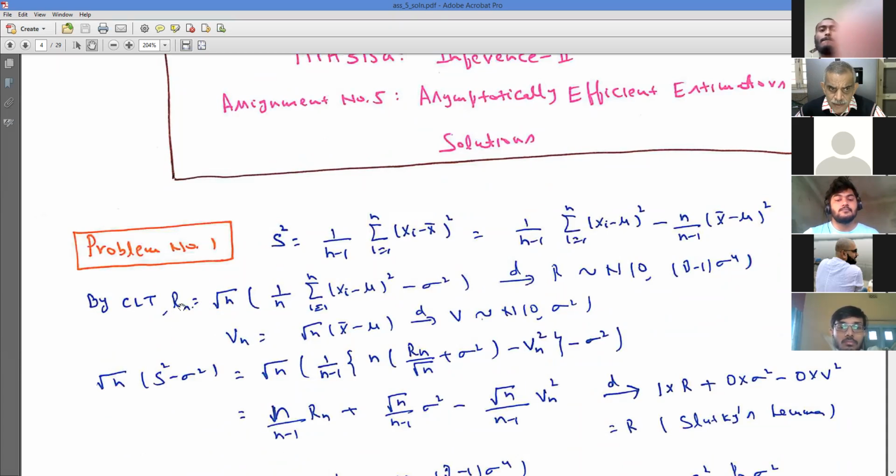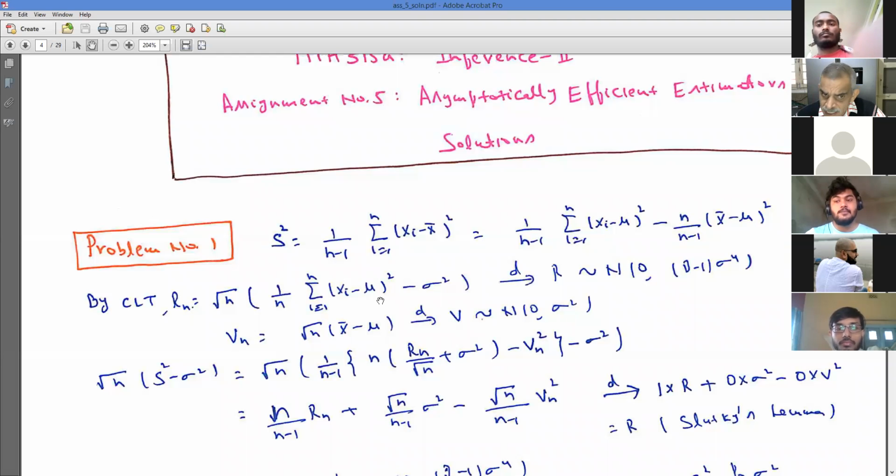Then what does the central limit theorem say? If I define Rn to be root n times the mean of (Xi minus mu) whole square, minus the expected value of (Xi minus mu) whole square, which is how much? Mu 2, sigma square, right? So Rn goes in distribution to normal 0, variance of (Xi minus mu) whole square, right?